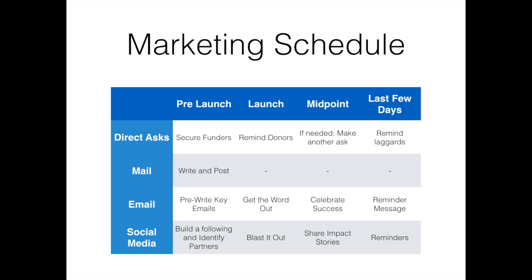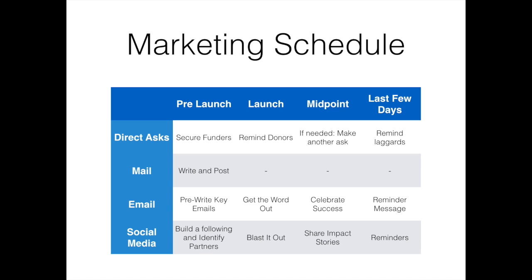I've identified 4 different ways in which I'm going to ask people for money. I'm going to make some direct asks in person. I'm going to mail out an ask. I'm going to email, and I'm going to use social media. And I've also identified the 4 major points on the timeline of a campaign. So these are pre-launch, launch, midpoint, and the last few days.